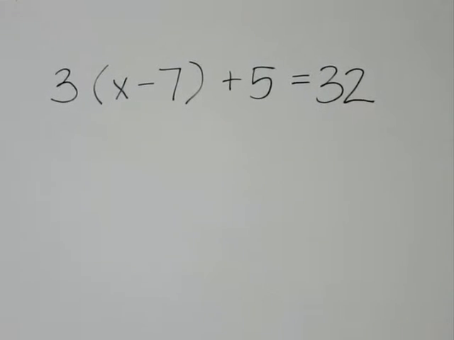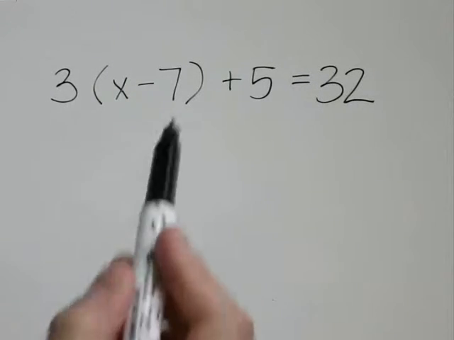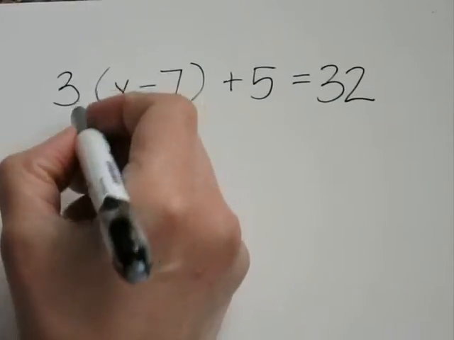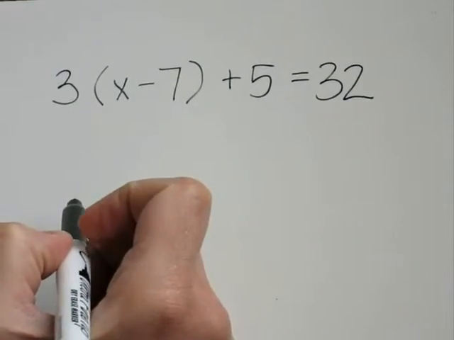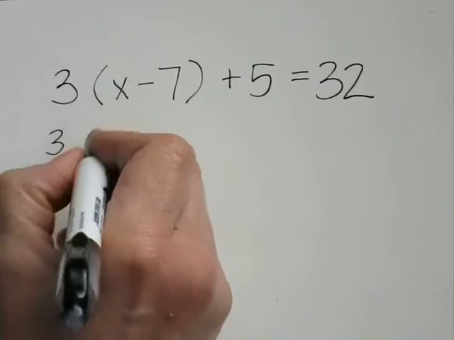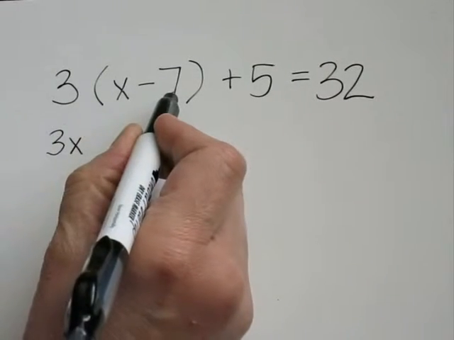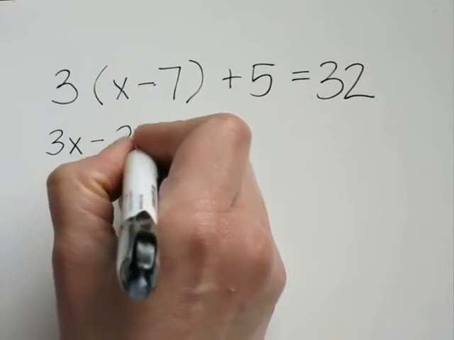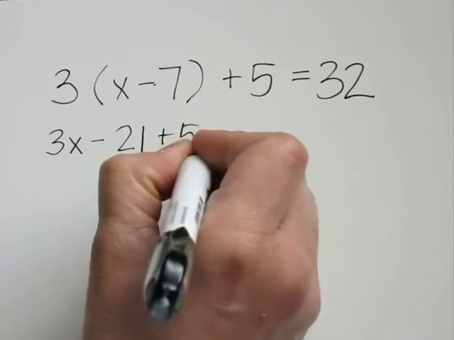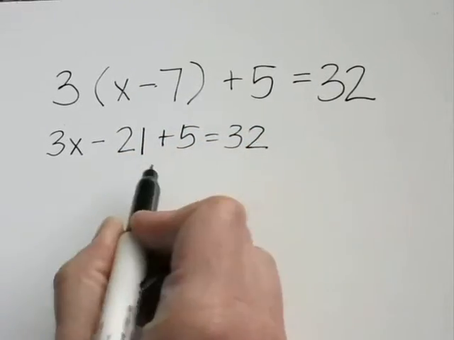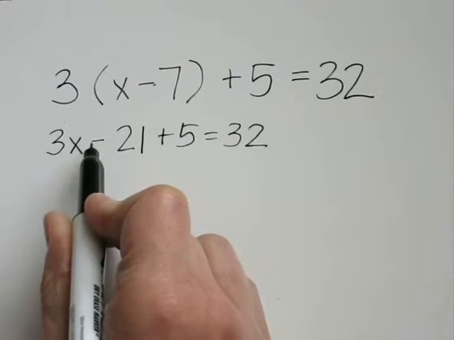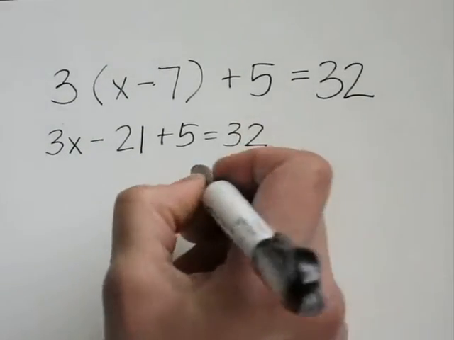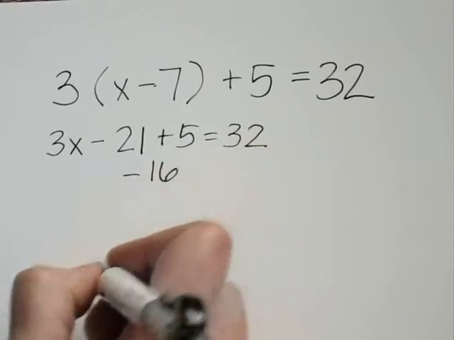Problem 17, 3 times x minus 7 plus 5 equals 32. The first thing I'm going to do is to multiply this out. I'll take 3 times each number in the parentheses. So 3 times x is 3x. 3 times negative 7, because you're subtracting, will be negative 21, plus 5 equals 32. My next step, I'm just going to take negative 21 plus 5, which will be negative 16.